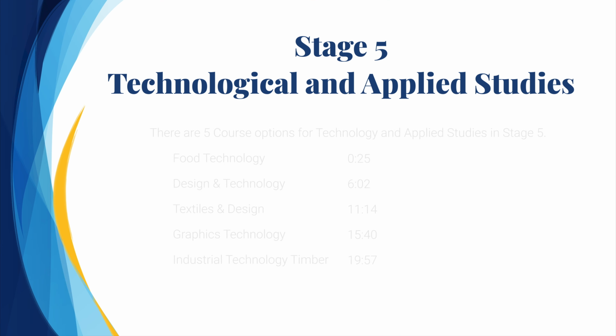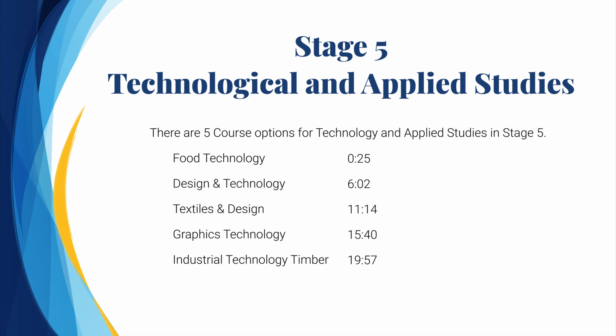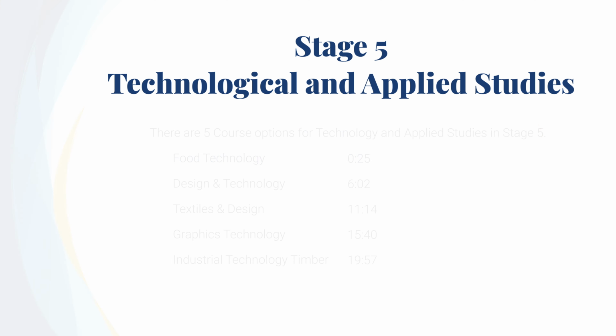Welcome to the Technological and Applied Sciences Stage 5 elective course video. This video will cover the elective courses for Food Technology, Design and Technology, Textiles and Design, Graphics Technology, and Industrial Technology Timber. Please refer to the timecodes on screen for a specific course.